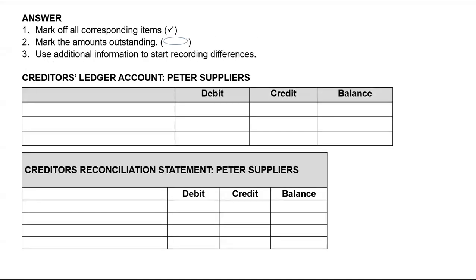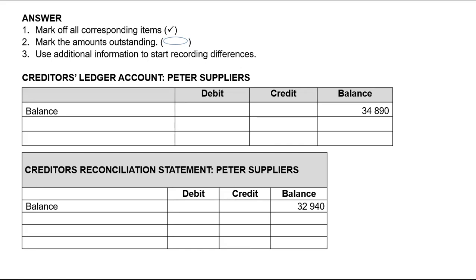So when I start my creditors ledger, I will start with the balance from the ledger, which is 34,819. In the creditors reconciliation, I will start with the balance from the statement at the end of the month, which is 32,940. Now let's read who made mistakes.